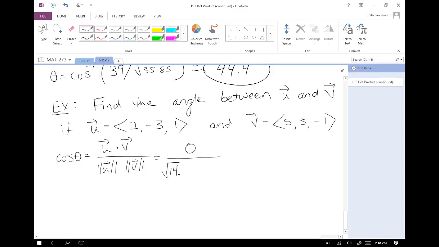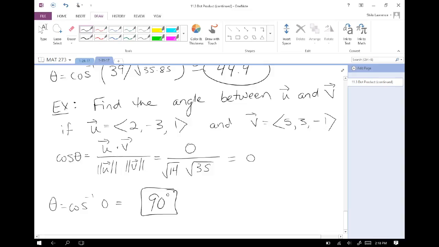Magnitude of u, I got square root 14. Magnitude of v, square root 35. But the value of that fraction is 0 because the top is 0. So cosine inverse of 0 is 90 degrees.